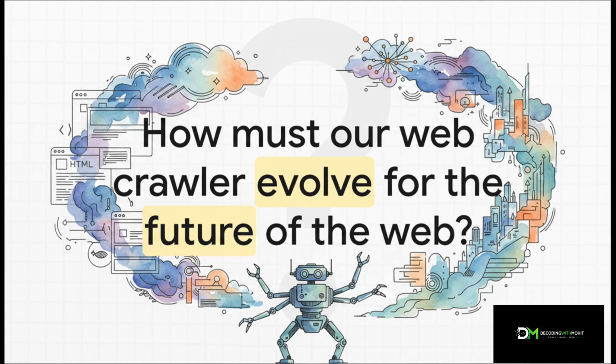And that really brings us to the future, doesn't it? We've designed a bot that's fantastic for a web made of HTML pages, but the web is changing fast. We've got AI-generated content now, complex web applications, even entire virtual worlds being built. So I'll leave you with this question. How does our robotic explorer need to evolve to be able to map those digital universes of tomorrow?